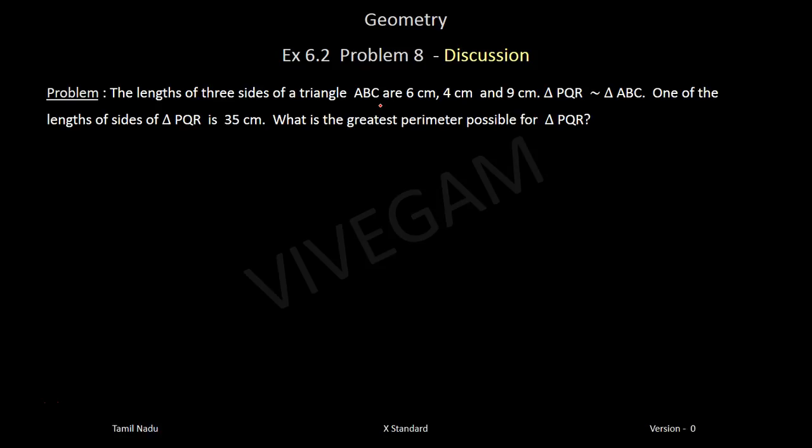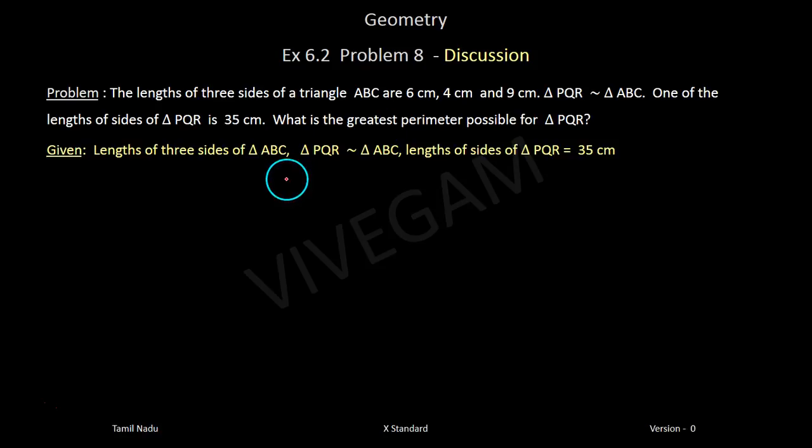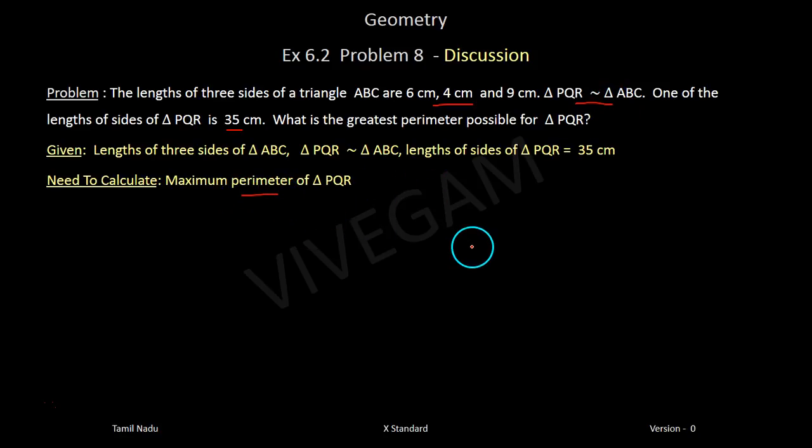It's a little tricky problem, but we'll try to solve it, not a problem. Okay. So what is given? The three sides of ABC are given, which means we can calculate the perimeter of triangle ABC, and one side of PQR is given. And they've also told that these two triangles are similar. What are we asked? Maximum perimeter of PQR.